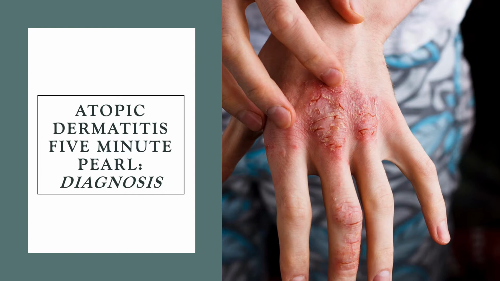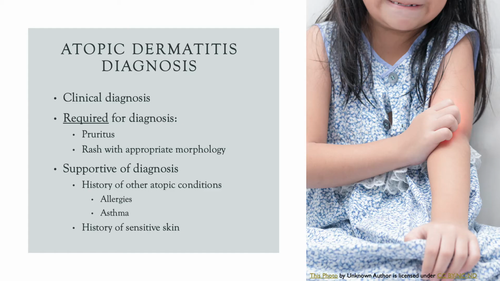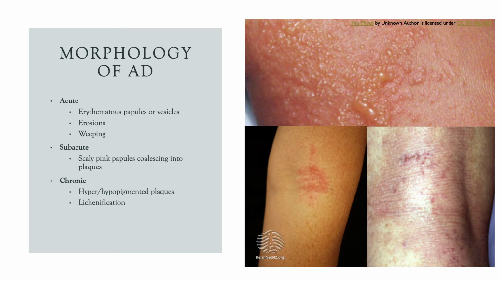This pearl will focus on the diagnosis of atopic dermatitis and superinfection. Atopic dermatitis, or more commonly referred to as eczema, is a clinical diagnosis. However, pruritus and appropriate morphology of the rash are required to make the diagnosis. Other features that support a diagnosis of atopic dermatitis include a personal or family history of allergies, asthma, or sensitive skin. The appearance of atopic dermatitis changes with chronicity.